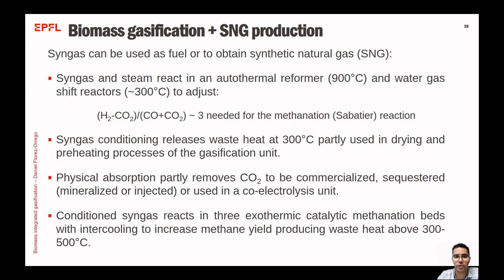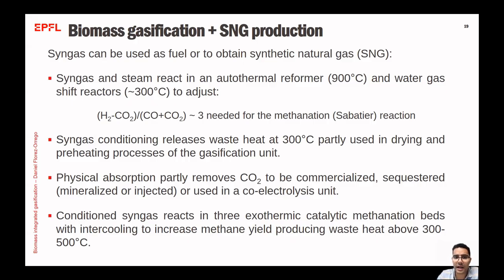The syngas conditioning releases waste heat above 300 degrees Celsius. This is partly used for the drying or preheating of the process streams that go to the gasification unit. The physical absorption system that comes after removes the CO2 that can be commercialized, sequestered, such as in mineralization or injection processes, or used in a co-electrolysis unit to produce more fuel.